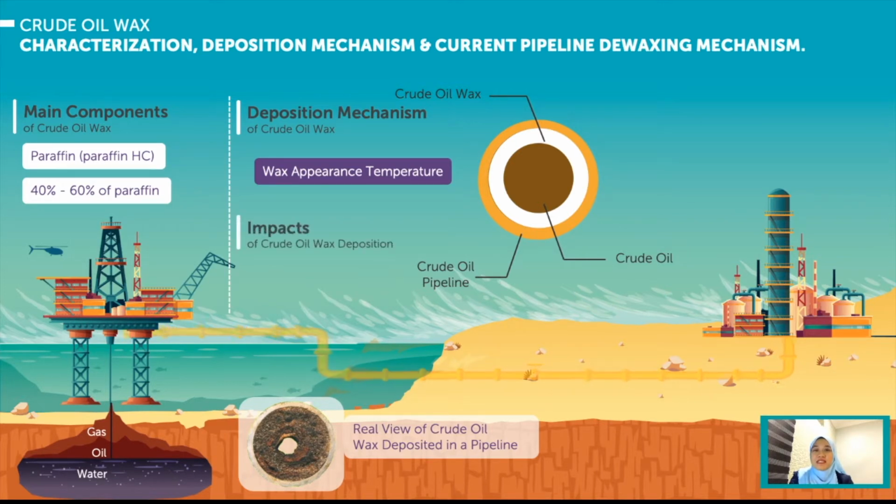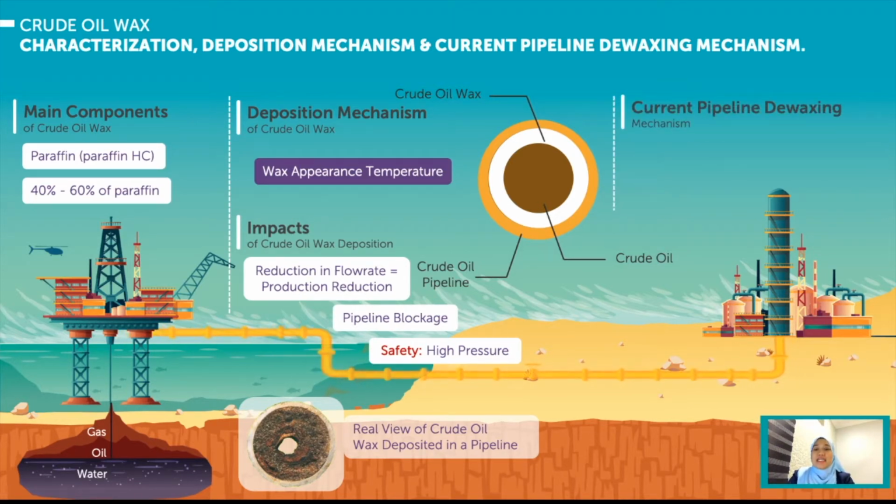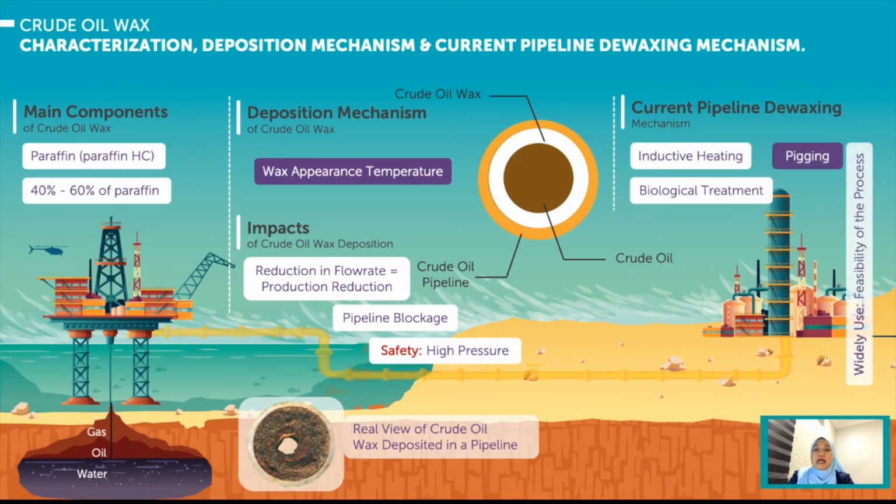But why does this deposition matter? Crude oil wax will lead to the reduction in flow rate, which will also cause a production reduction. And not only that, it will also cause pipeline blockage, which can trigger safety issues as it can lead to high pressure. And in order to cater to this, inductive heating, biological treatment, and pigging are being used as the current methods for pipeline dewaxing. Pigging is widely used because of the feasibility of the process.